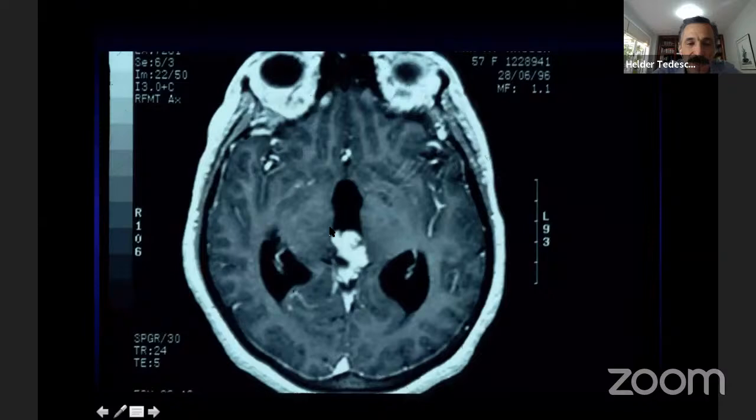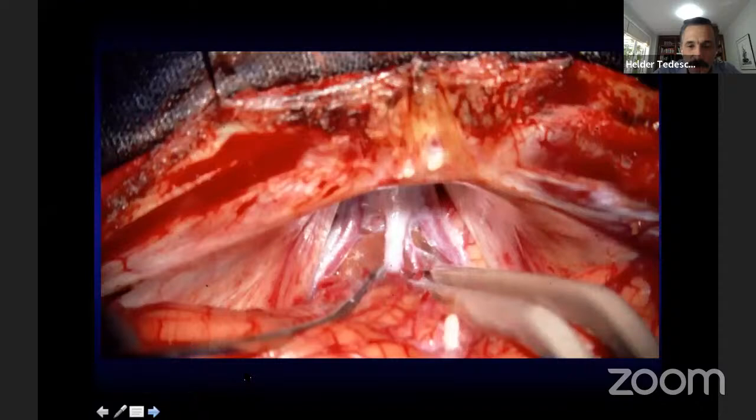This is an example, one tumor that was operated this way, at the time I was with Dr. Evander. Look at the date here, 96. So yeah, I'm old. So this is the tentorial edge here on both sides, the basal veins of Rosenthal, precentral cerebellar vein that has been coagulated, and the tumor down here.